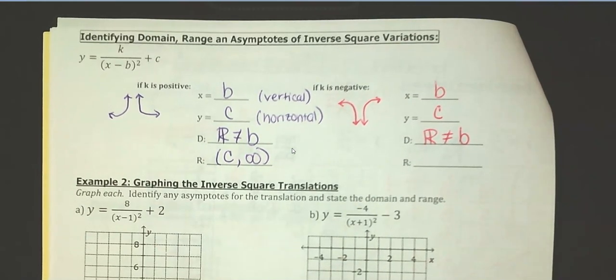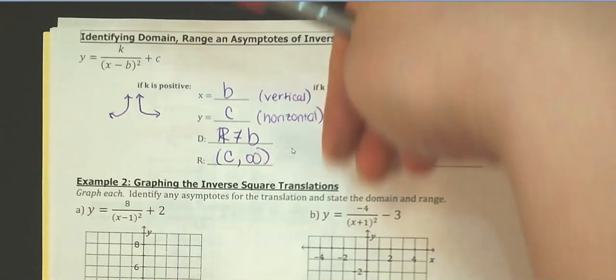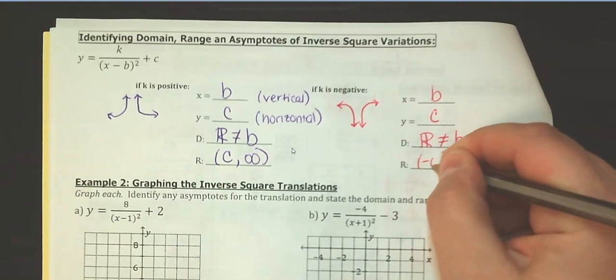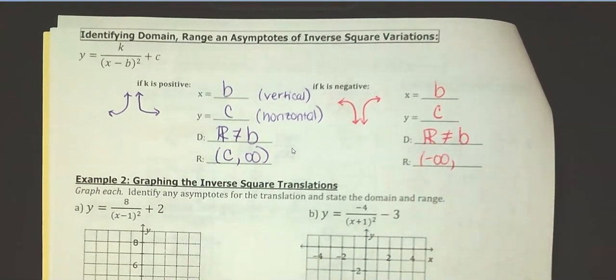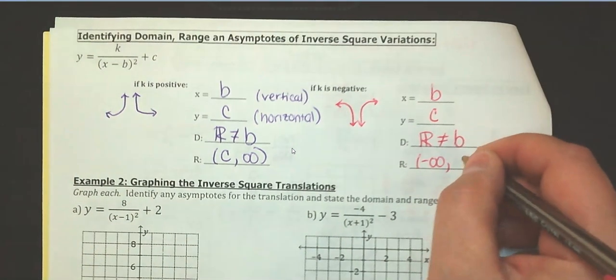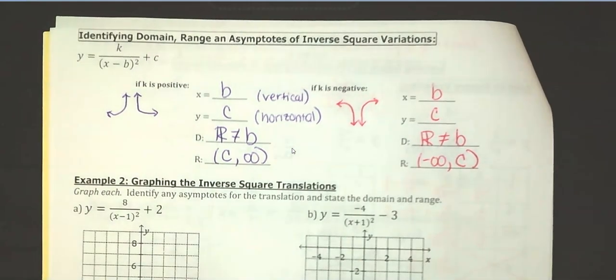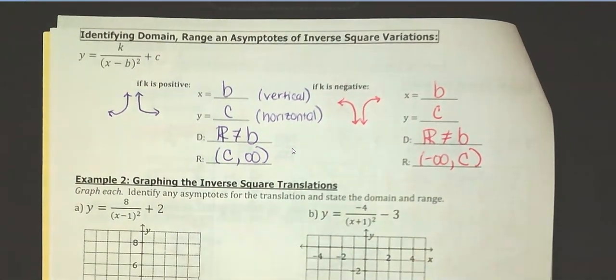And then this one, the range is always tricky. It points down forever. So the lowest possible value your graph would reach, we'd have to write that as negative infinity. And it actually stops at the asymptote. That's the horizontal line. It would be c, the way that formula is laid out there. So this is a little different than yesterday.